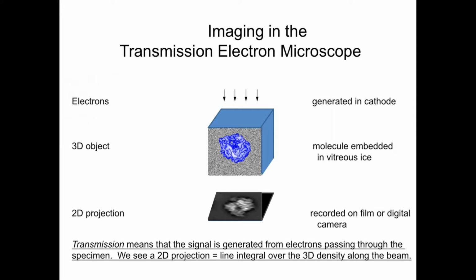So imaging in the transmission electron microscope means that electrons go all the way through the object as opposed to being scattered off it, and then we observe a two-dimensional projection. And the transmission means that the signal is generated from electrons passing through the specimen. And the two-dimensional projection is a line integral over the 3D density along the beam. You can think about integrals going all the way through and summing up over the object that they encounter.